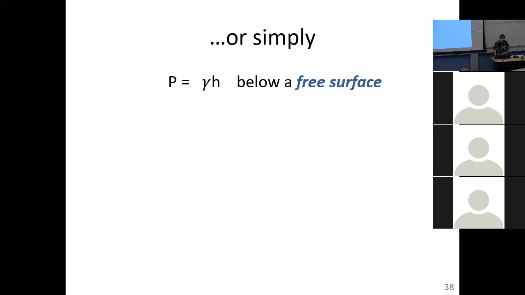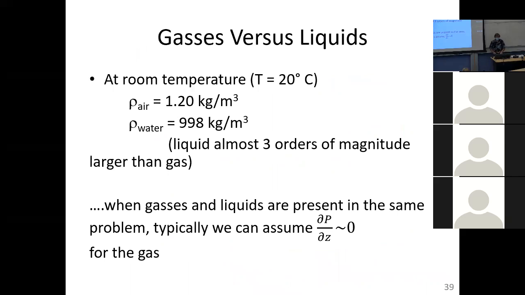So that's what we just said. It's possible to have problems, and we're going to do one next, where you have gases and liquids in the same problem. For example, air over water. If you look at the density of air, and these are right from the back of your book, at 20 degrees C, density of air is almost 3 orders of magnitude smaller than the density of water. And this is common between liquids and gases.